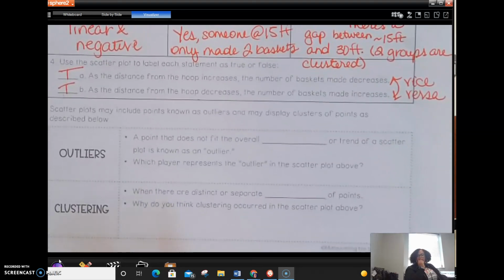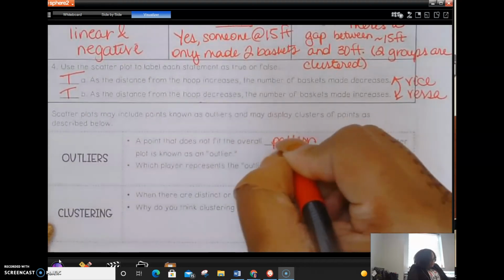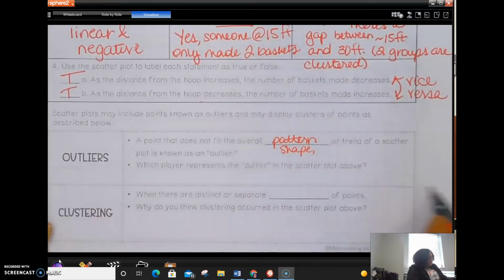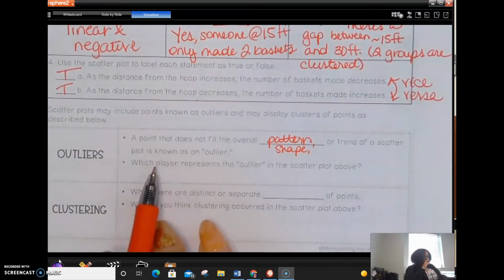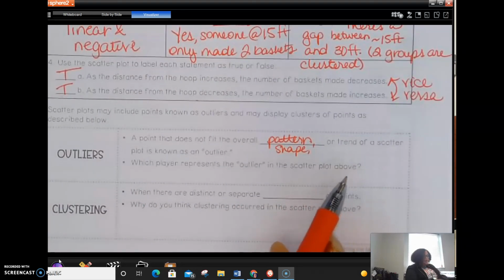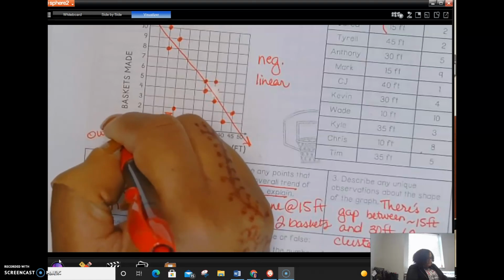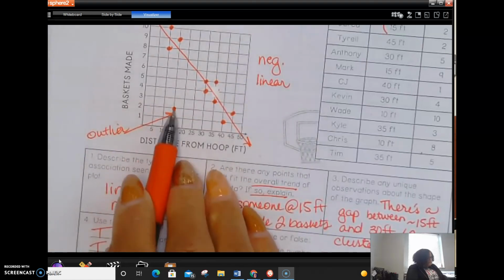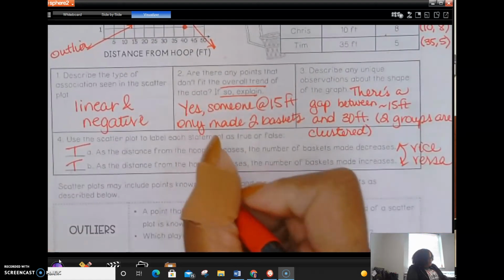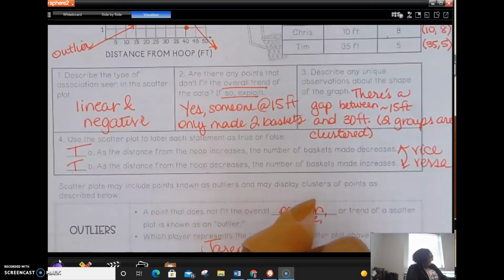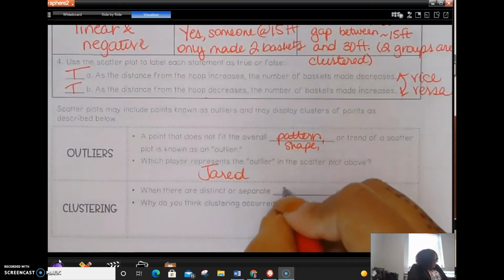So outliers are points that don't fit the overall pattern, shape, or trend of the scatter plot, and that's the outlier. Which player represents the outlier in the scatter plot above? Here's my outlier. And that was a 15 foot and a 2 basket maker. Oh, that was Jared. Okay. Jared was that guy.